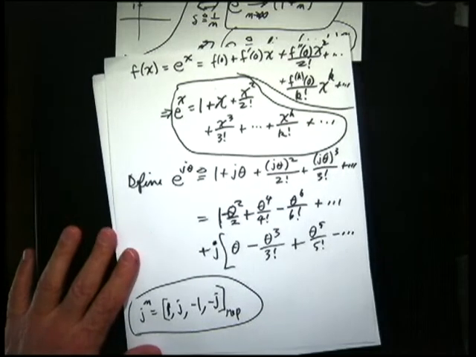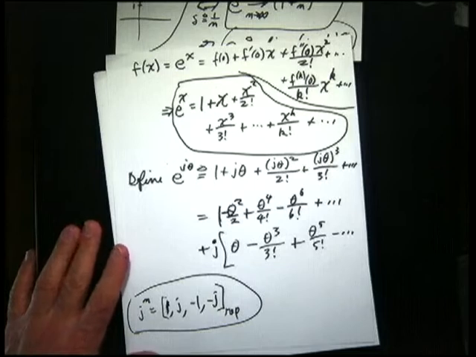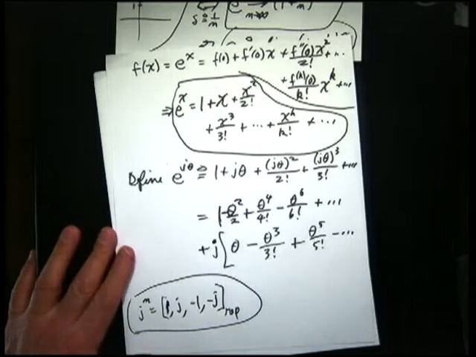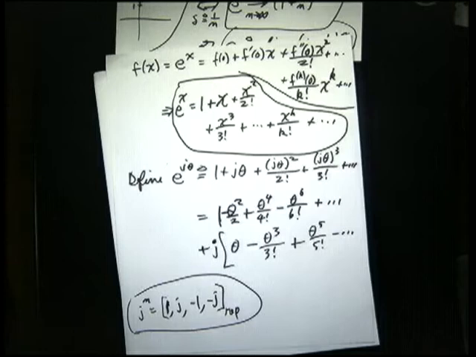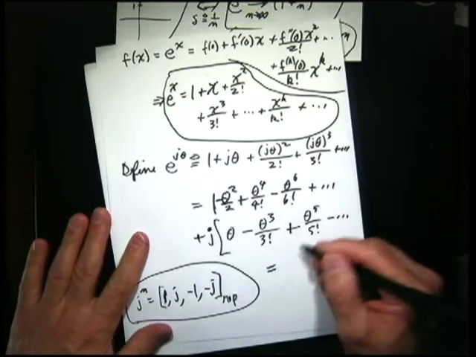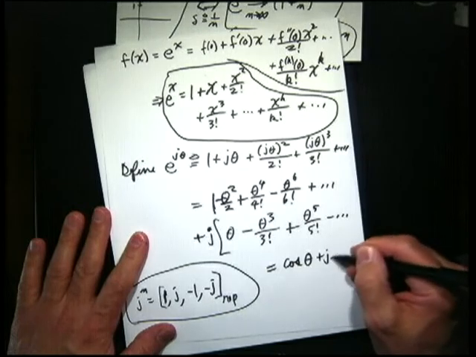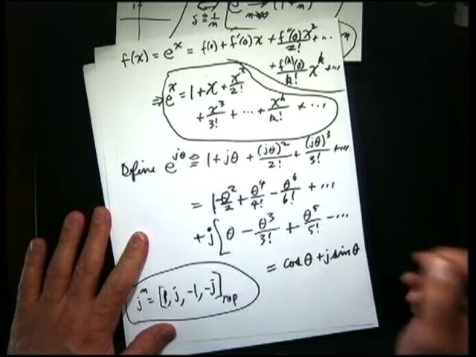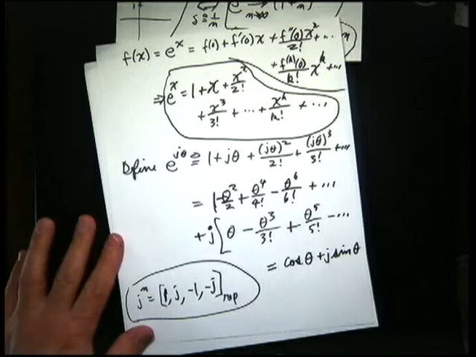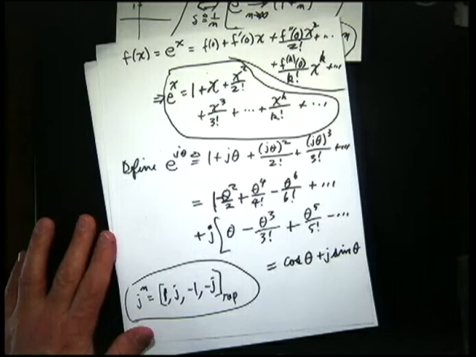And so if you know the series expansion for cosine and sine, then you know the answer. So this is how the answer falls out. So basically this is cosine theta plus j sine theta, and that proves Euler's identity. And so to finish it off, we just have to go verify that these are the derivatives of sine and cosine.